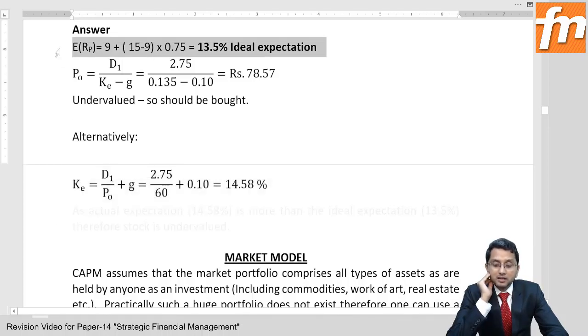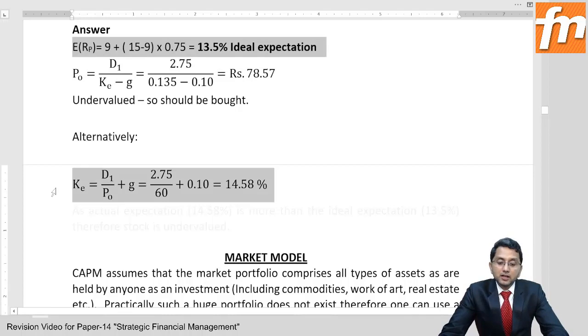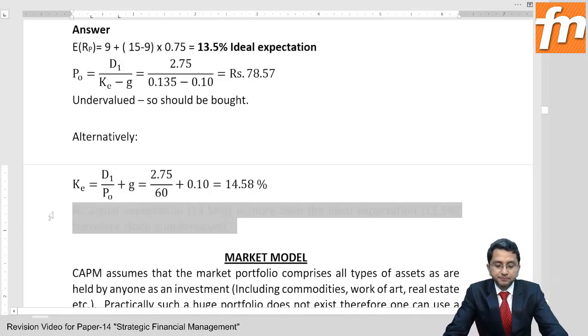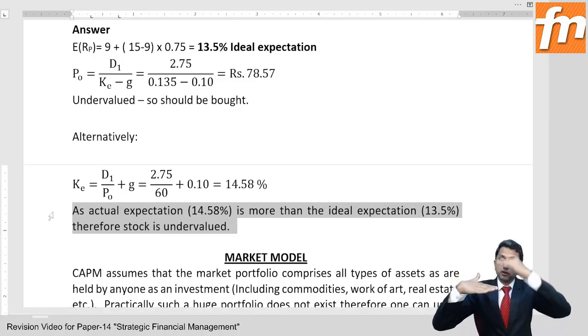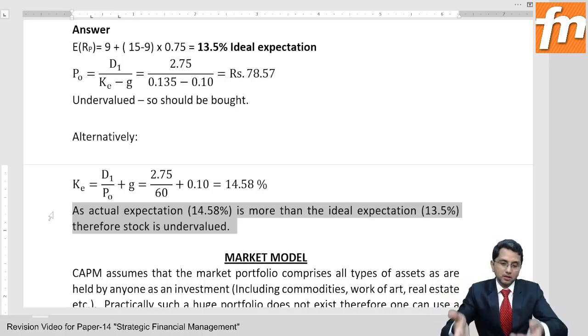Now ideal is 13.5. And if actual expectation is more, the value must be less. And that's why you should declare the share to be undervalued. Ideal expectation 13.5. Actual expectation 14.5. Actual expectation is higher. That is, the security is above SML. Higher the expectation, lower the value. So I can declare that this security is undervalued.